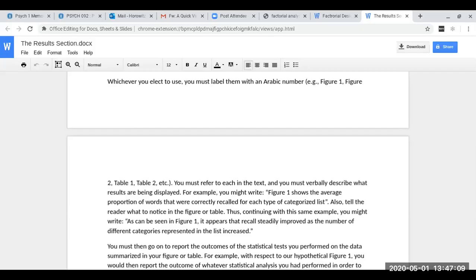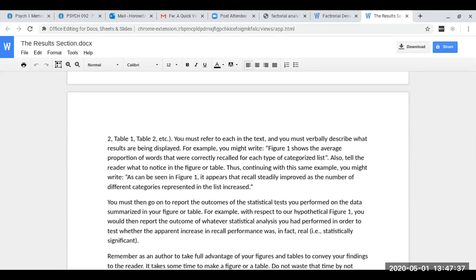Also, you're going to tell the reader what to notice in that figure or table and point their attention to it. Thus, continuing with this same example, you might write something like, as can be seen in figure 1, it appears that recall steadily improved as the number of different categories represented in the list increased. So you're showing the trend of what the data is telling them and giving them a sort of short description of it. That way they don't have to decipher it all on their own. You must then go on to report the outcomes of the statistical tests that you performed on the data summarized in your table or figure.